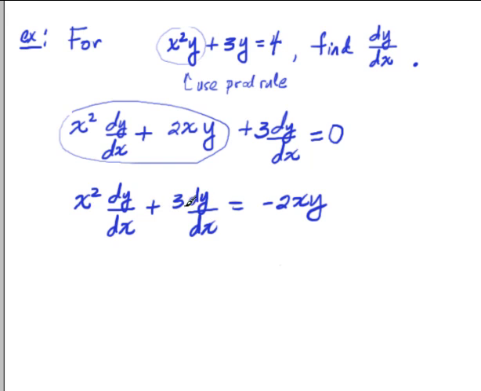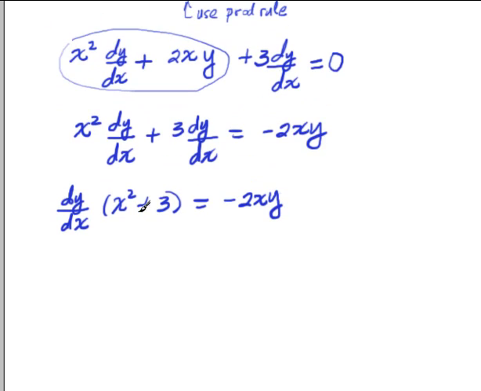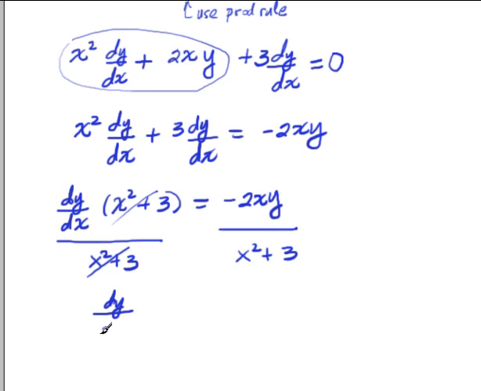Okay, remember we're solving for dy/dx. Here we have two terms containing dy/dx. We want a single term with dy/dx. So what we're going to do is factor out dy/dx from those two terms. And when we factor it out, we get x squared plus 3 in parentheses. Okay, and then just to get dy/dx by itself, divide by x squared plus 3. Okay, so this is it. This is dy/dx. Dy/dx is equal to minus 2xy divided by x squared plus 3.